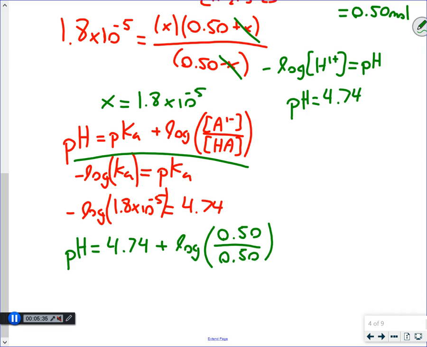Now, you can only use this Henderson-Hasselbalch equation if you have a buffer. A buffer is when you have a weak acid and its conjugate base both in solution. If you don't have both of those things in solution, you don't have a buffer, and you can't use Henderson-Hasselbalch. So our final answer here using this equation is exactly the same, 4.74. Let's continue on then.